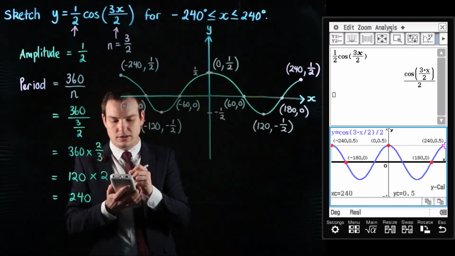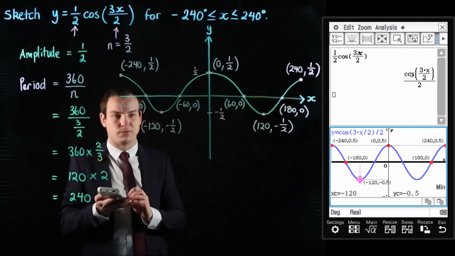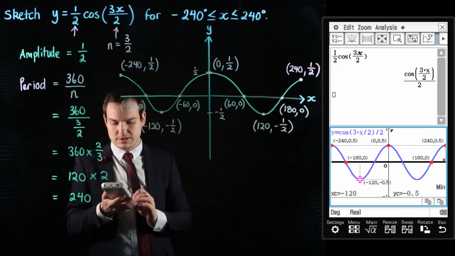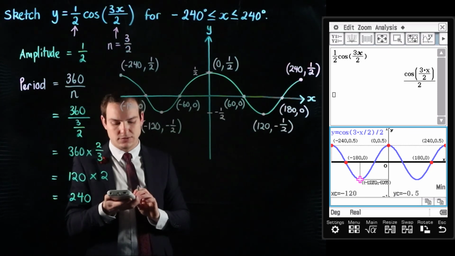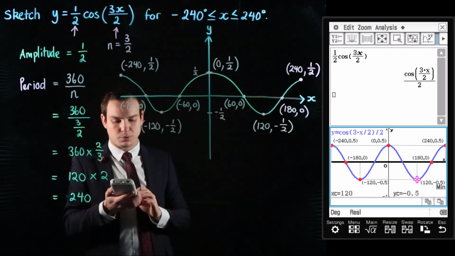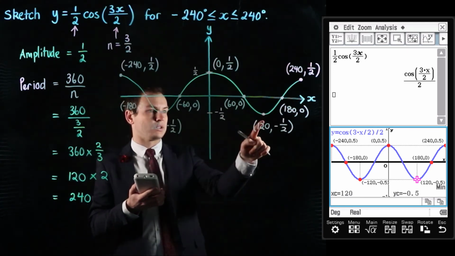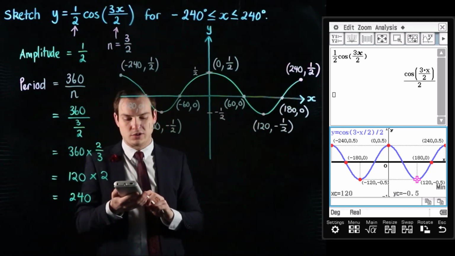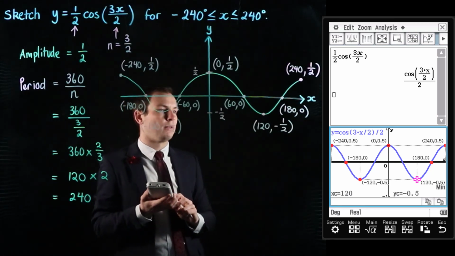Very quickly, if we go analysis, G-Solve, min, we can find the two minimums. So the first one that comes up is the negative 120, negative 0.5. We can hit execute to lock that on the graph, and pressing the right arrow will move us across to this one, which is at 120, negative 0.5.